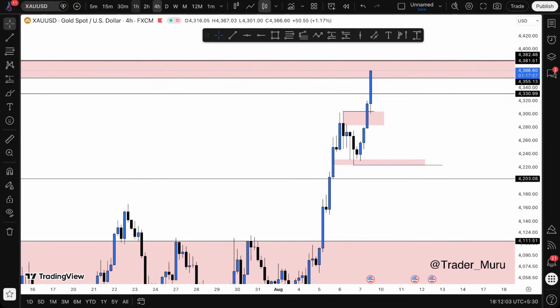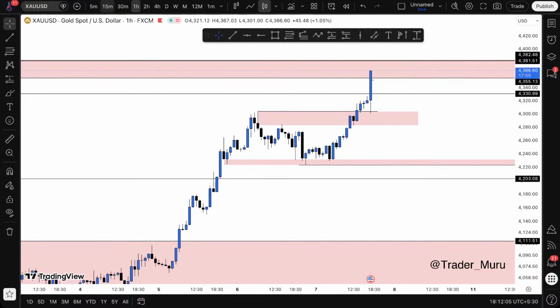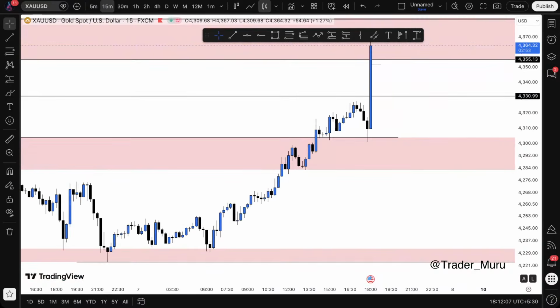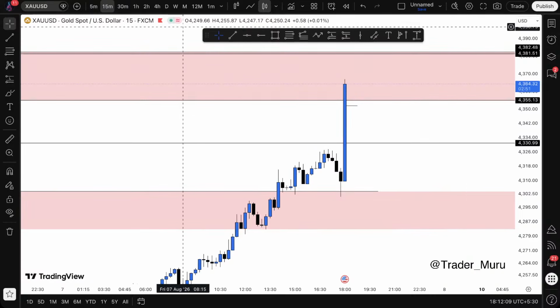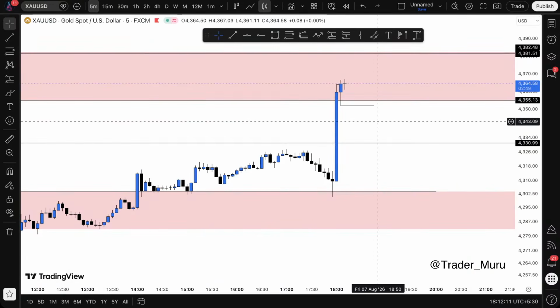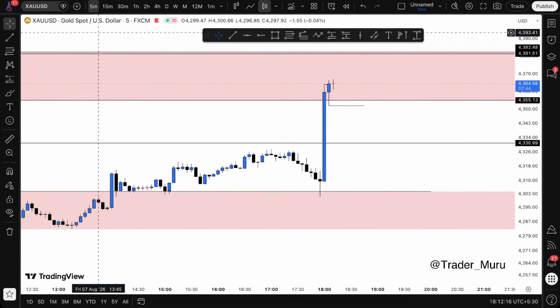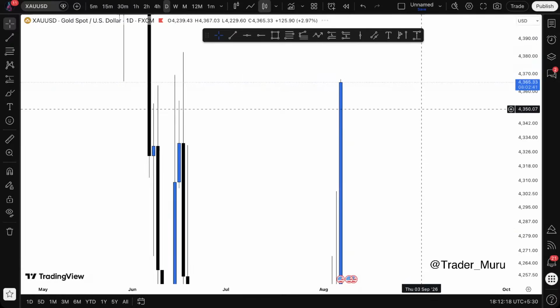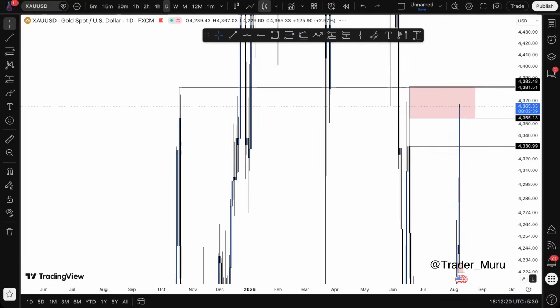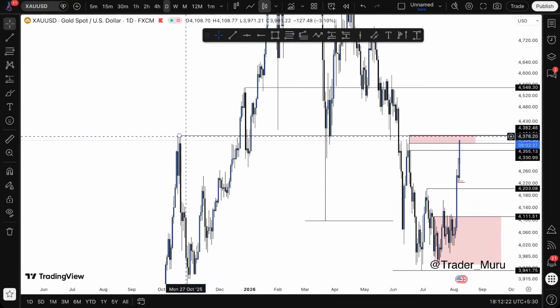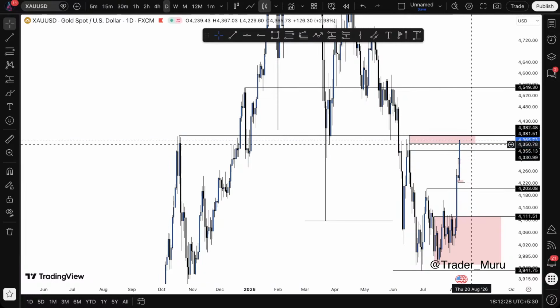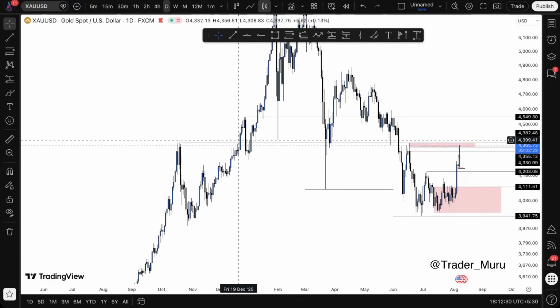No rejection here. Price can test this high. From this high we have multiple rejections. So if we get an 81 test and a momentum change in a smaller time frame, we can short it.